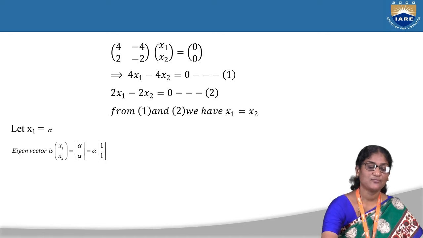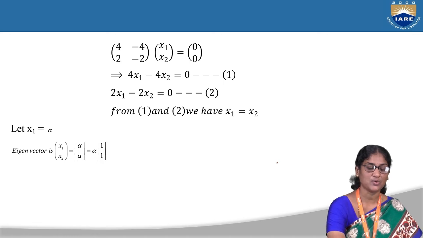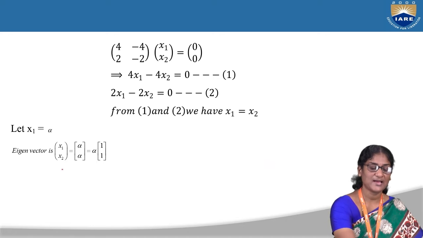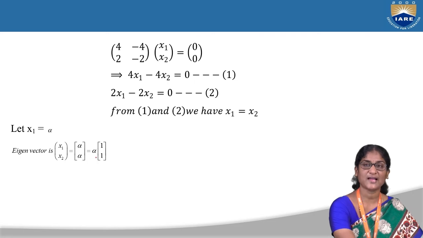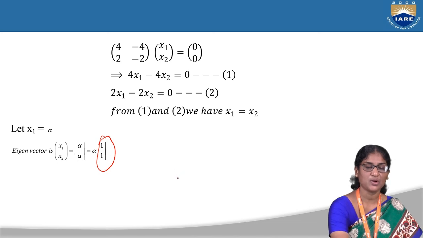Then, we'll get the matrix 4 minus 4, 2 minus 2, times x1, x2, is equal to the 0 vector. We'll get the linear equations 4x1 minus 4x2 is equal to 0, and 2x1 minus 2x2 is equal to 0. From 1 and 2, solving these, we have x1 is equal to x2. So, let x1 is equal to alpha, the eigenvector x1, x2 is equal to alpha, alpha, take alpha as common, 1, 1. So, this is nothing but the eigenvector for lambda is equal to 4.